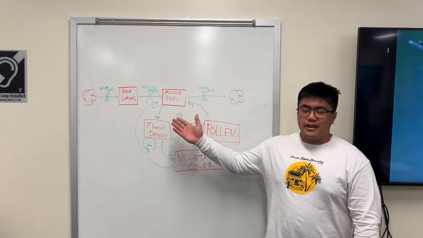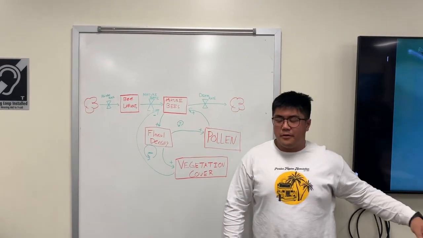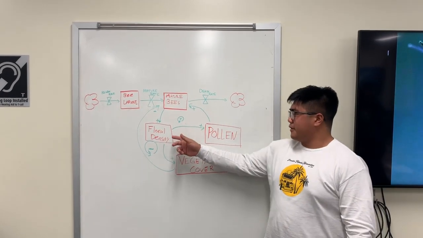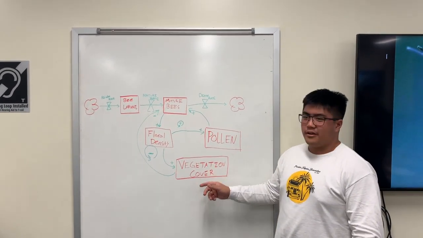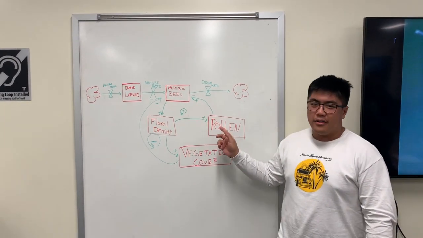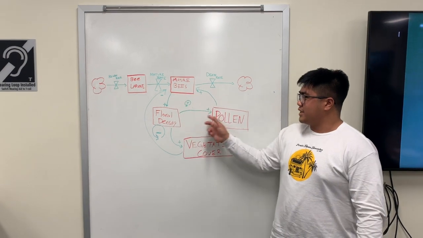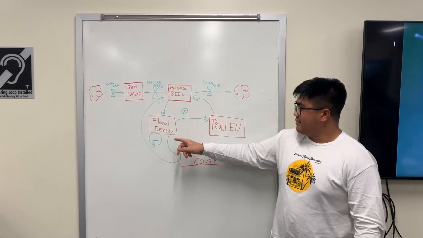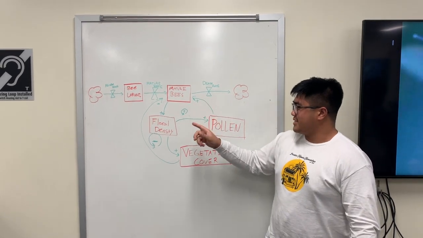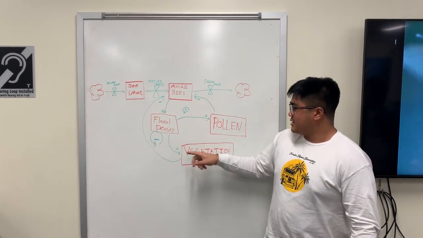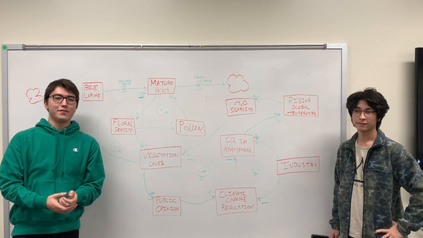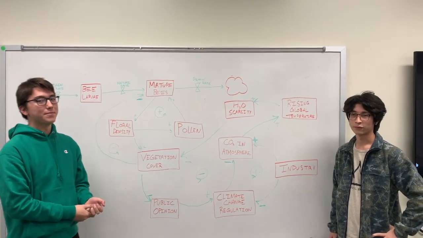So this second CLD is a more expansive version of the one before, but we added more information about vegetation. Our new stocks are floral density, pollen, and vegetation cover. A reinforcing loop is made between mature bees, floral density, and pollen because they all add to each other. A balancing loop is made from vegetation, mature bees, and floral density because the vegetation cover limits the population of mature bees.